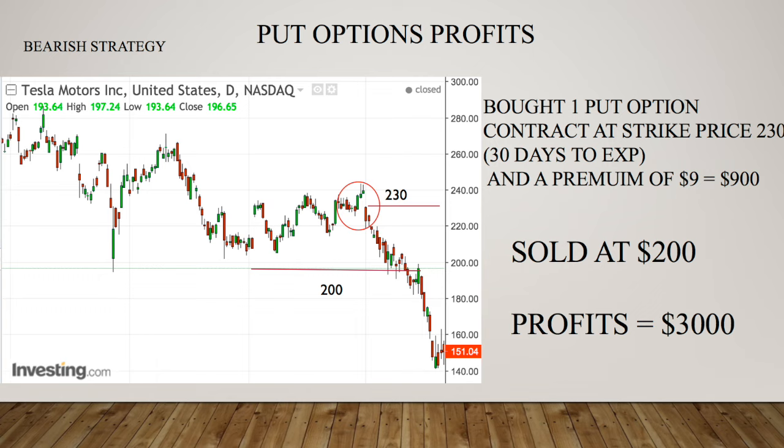So if you would have bought Tesla, as you see there, at 230 and then sold around 200, you would have profited $3,000. If you would have bought one contract, meaning 100 shares again, at a strike price of 230 at the money, with 30 days to expire, and you'd have bought each option for a premium of $9, so $9 times 100 shares equals $900. And you would have sold as soon as it hit $200. You would have profited $3,000 easily.